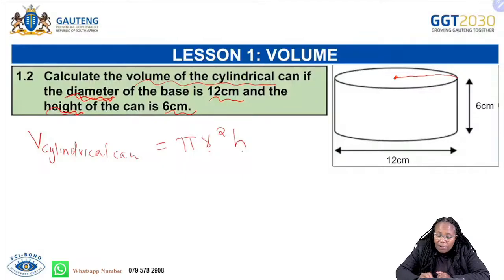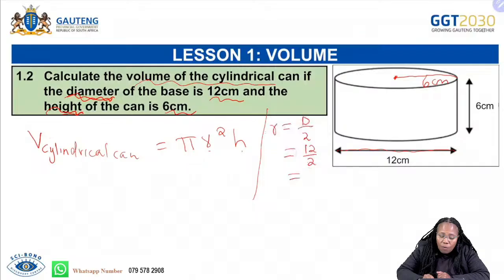That means now, if the diameter is 12 here, the radius will be how much? Half of 12, which is 6 centimeters. Or you can calculate it and say r is equal to d divided by 2. Our diameter is 12 divided by 2, which will be 6 centimeters. Now, happy? We have the radius.